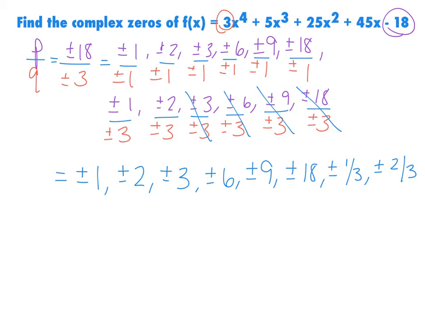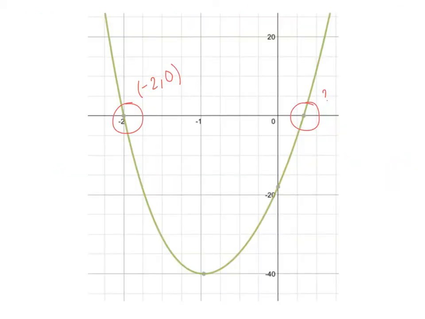So what I do next is I graph the function, and I try to see if anything on that list is on the graph. So what I notice here is that this function actually crosses the x-axis twice. Once at x equals negative 2, and another time at some fractional value, which is probably 1/3 or 2/3, judging by the list that we just made.